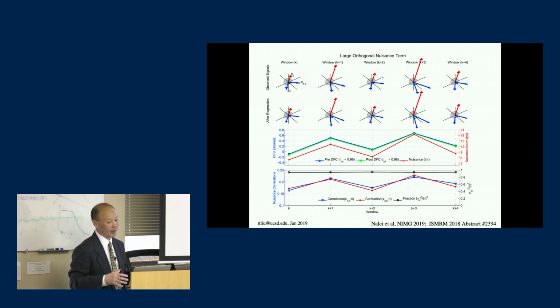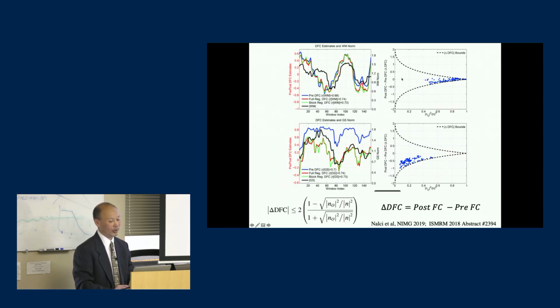Okay, I'm not going to go into the details so much, but just point that out as the underlying theory. What we did was we went through and derived some bounds on delta FC, which is basically the FC after regression minus the FC before regression. It turns out that it is bounded by this equation here, which is related to how much of the energy of the nuisance norm is out of plane, the n naught squared over n squared. All right, and you end up with these fairly tight bounds.